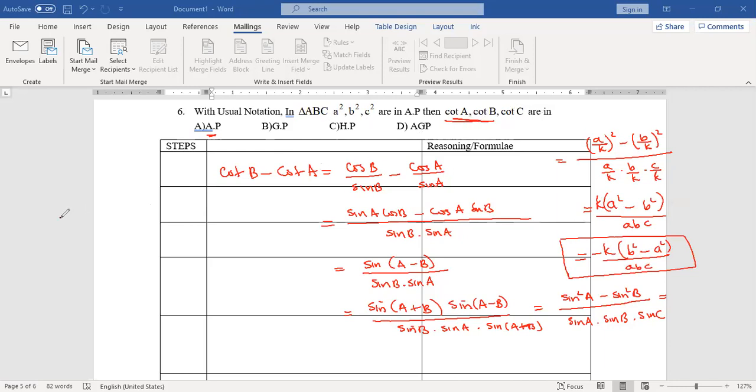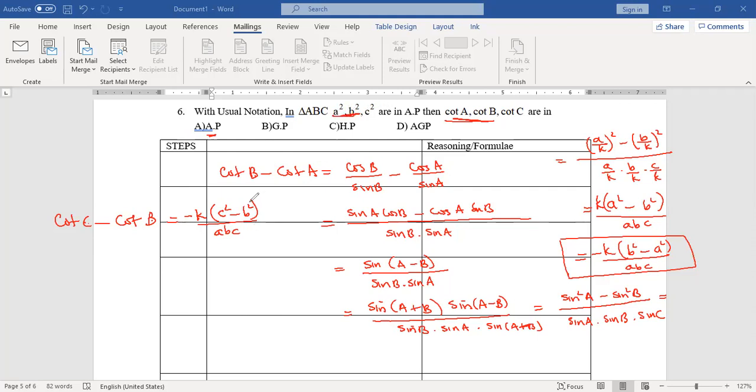Exactly same way, if I calculate cot C minus cot B, what will be my answer? C and B came, B and A came, so B square minus A square. C and B came, so what will be my answer? Minus K will remain as it is. B is first one, so C square minus B square upon ABC will not change. Is it clear to you? Yes, sir.